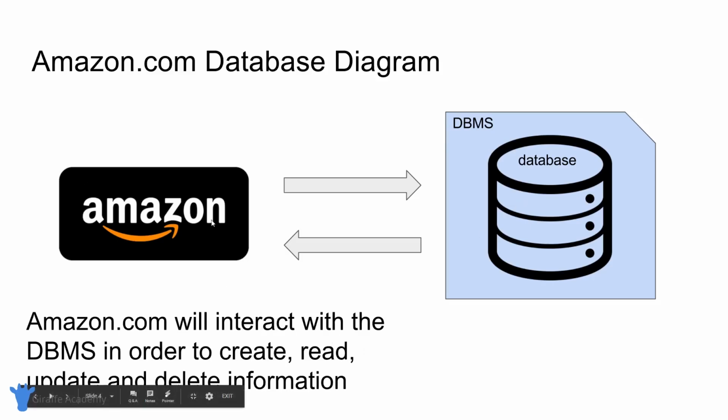So Amazon.com will interact with the database management system in order to create, read, update, and delete information. Right, so Amazon isn't creating or reading or updating this information directly. Amazon is telling the database management system to do that for it. And by going through the database management system, we can be sure that all the data is getting stored correctly and there's going to be no problems with the data.